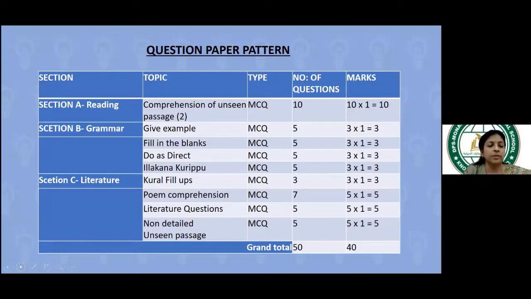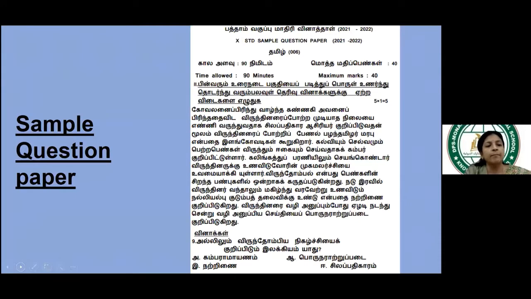Section C, literature, Kural fill-ups, MCQ, 3 questions, 3 marks. Poem comprehension, MCQ, 7 questions are given, but only 5 questions are required to be written. So there are 2 questions of internal choices for each topic. Literature question, MCQ, 5 questions, 5 marks. Non-detail unseen passage, MCQ, 5 questions, 5 marks. So total 50 questions will be given. Only 40 questions are required to be attended and 10 questions are choices. Next, please. Here is a sample question for one of the source-based questions.